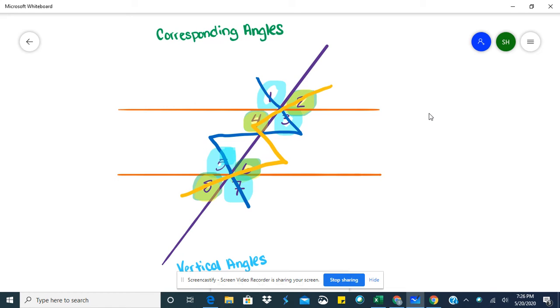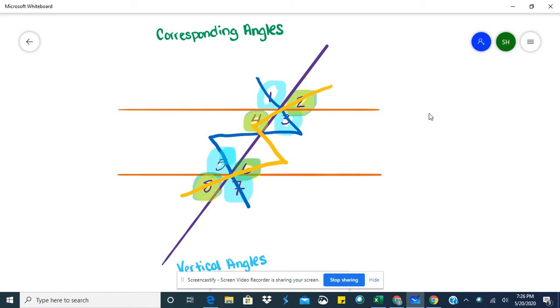So what does that mean? It means that those angles that cross that zigzag are all equal to one another. So angles 2, 4, 6, and 8 have all the same degrees. Angles 1, 3, 5, and 7 all have the same degrees.